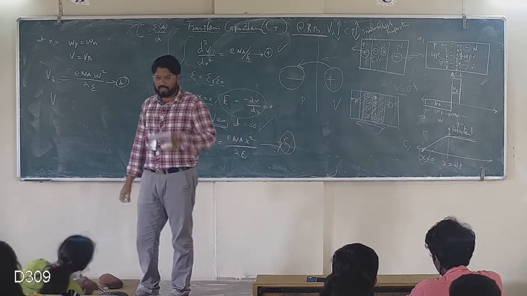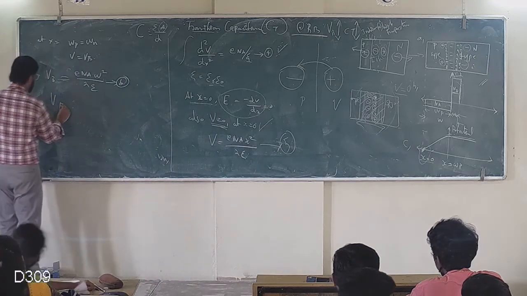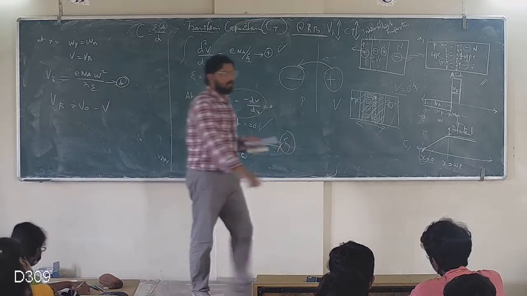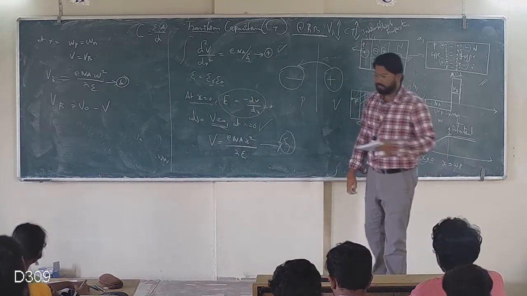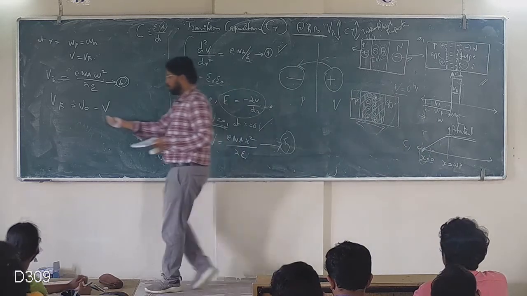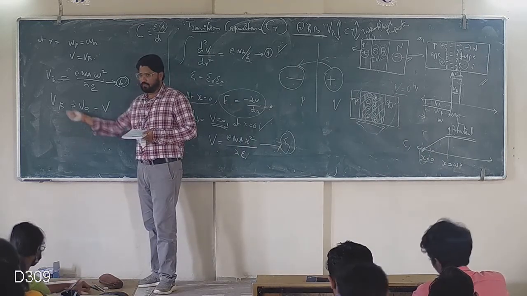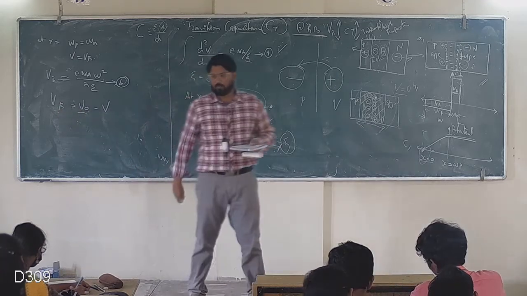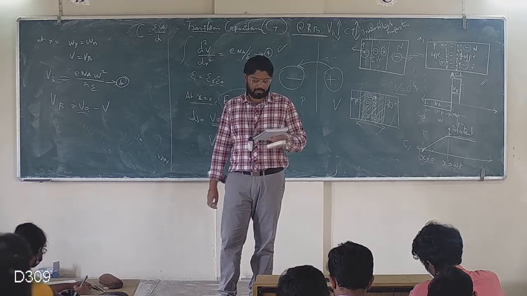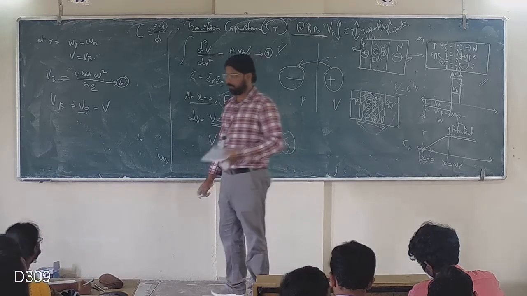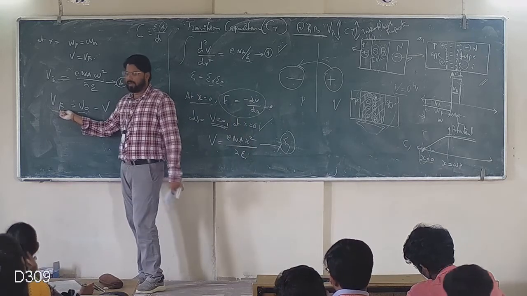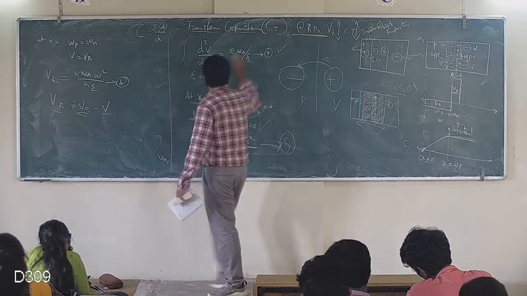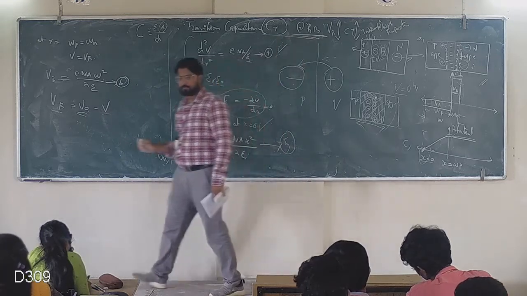Now VB is equal to V naught minus V. What is VB? Barrier potential. What is V naught? VB is the barrier potential, V naught is the contact potential, and V is the applied reverse potential. Okay, ma'am.